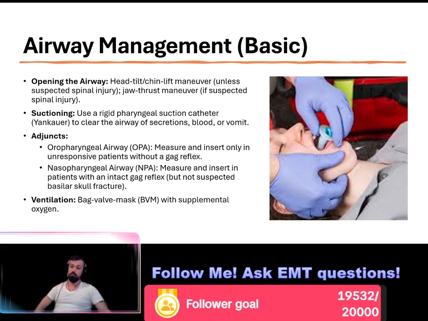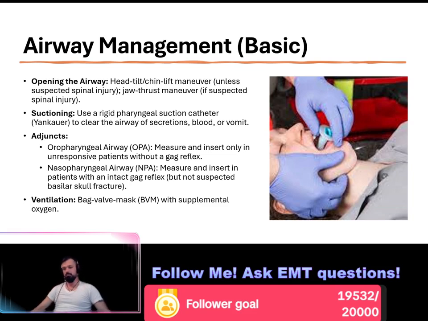If you think there is a gag reflex, but no basilar skull fracture, which is the base of the skull, it's in the word basilar, base of the skull fracture, you can use an NPA, nasopharyngeal airway, which goes in through the nose. Maybe one of the other medics in our Discord will host an airway adjunct lesson in the next few weeks. Be great. And then you ventilate using the BVM, bag valve mask.